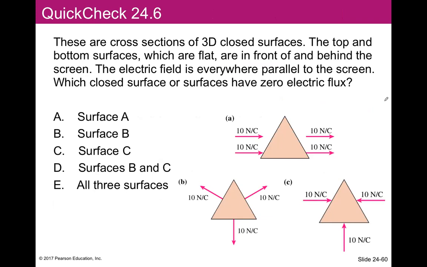So which one has 0 electric flux? Only A, because in this case it has 20 going out, 10 going out, 30 going out. But in this case it has 20 going in and 30 going in. Okay.